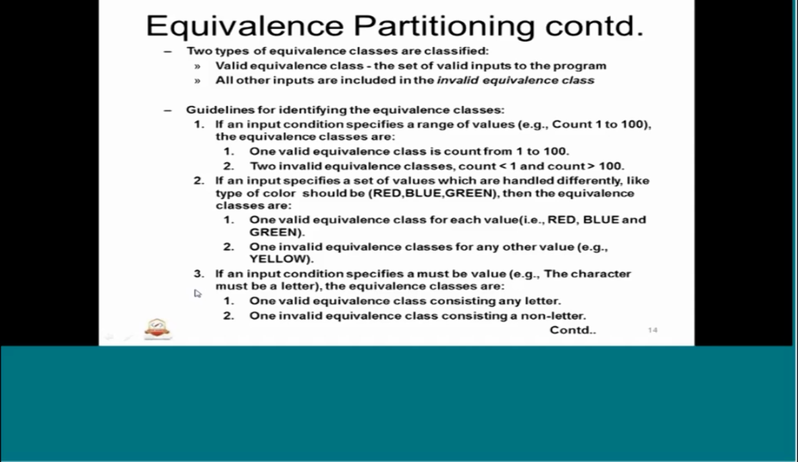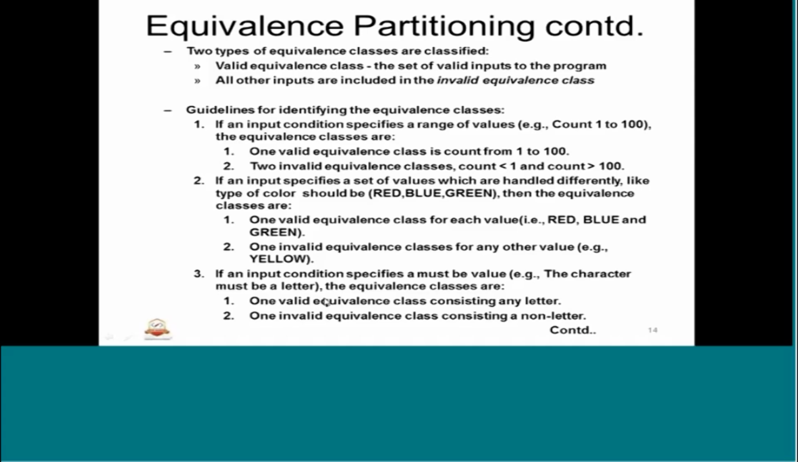The third guideline: if an input condition specifies a must-be value, like the character must be a letter. The equivalence classes here basically depend on the type of the incoming requirement. If the requirement talks about a count, we will have classes in terms of numbers less than or greater than the count. Here it is a character, so we need to feed an invalid character or an invalid group of characters. Red, blue, green is a valid group; the other one is an invalid equivalence class.